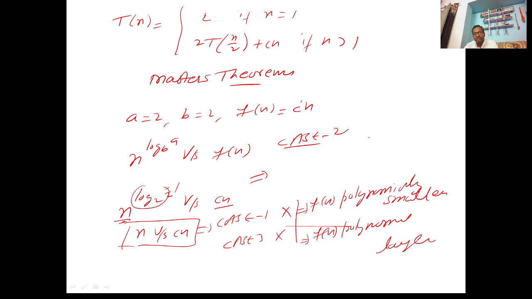So case 2 is applicable, where f of n is a logarithmic factor of n raised to the power log a base b. So its complexity according to case number 2 is going to be n raised to the power log a base b times log n, which is equal to n log n. So this is going to be its complexity. So the best case, worst case and average case complexity of our merge sort is going to be big O of n log n. Fine. So it completes your merge sort.